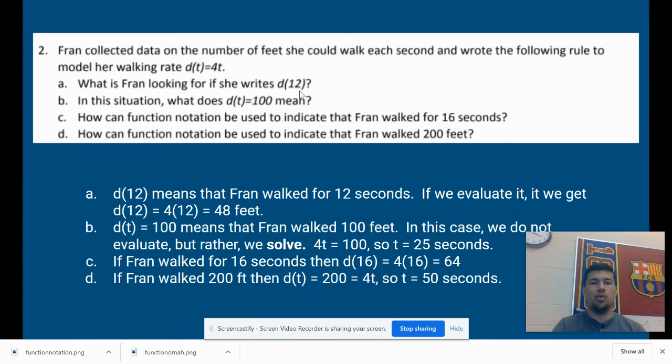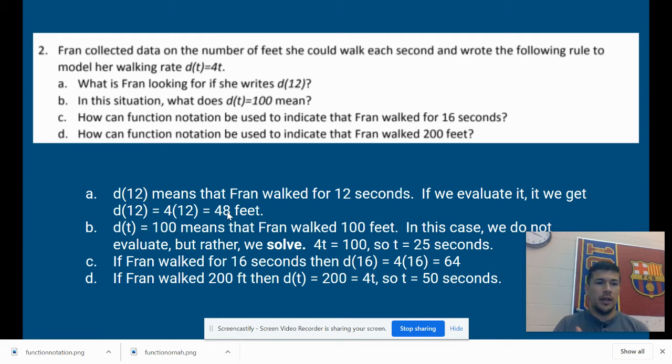First of all, when we look at d of 12, look at where the 12 is. The 12 is in place of the t, meaning that 12 is time in seconds. So it's important for us to know what's our input and what's our output. The input is 12 seconds, which means that our output needs to be distance in feet. How do we find that? Well, we evaluate. We take 12, multiply it by 4, and we get 48. So 12 seconds input, 48 feet is the output.